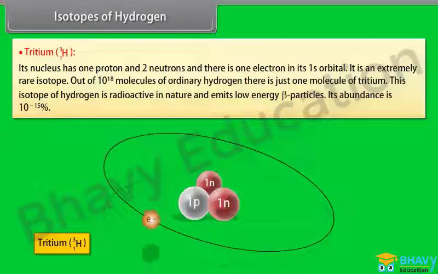It is an extremely rare isotope. Out of 10^18 molecules of ordinary hydrogen, there is just 1 molecule of tritium. This isotope of hydrogen is radioactive in nature and emits low-energy beta particles. Its abundance is 10^-15%.